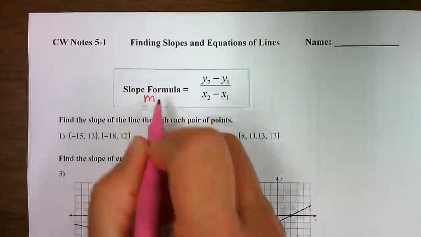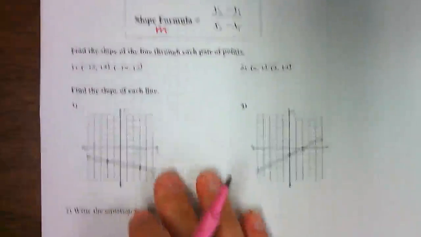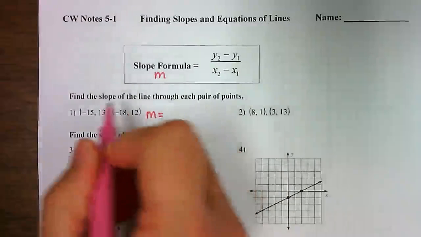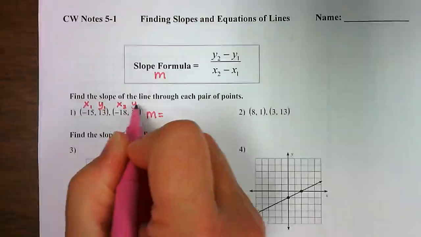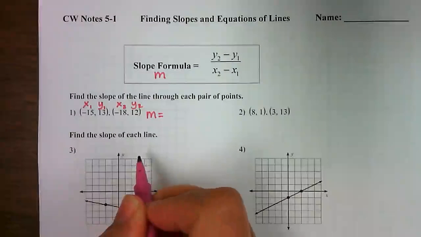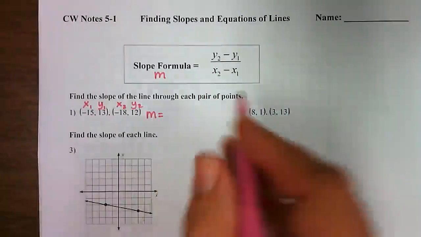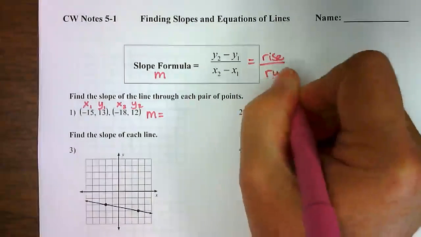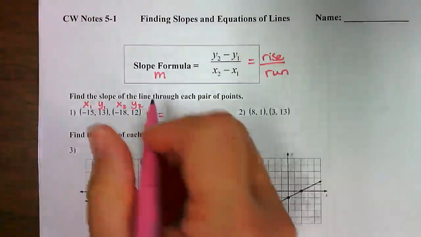Slope is also called m a lot of times because that's what we use in the equation, y equals mx plus b. So I'm just going to put m equals, and then this will be my x1, y1, x2, y2, my 2 points on the line. And of course, if I have a graph, I could just count rise over run between those 2 points because this is the rise and this is the run. But if I don't have a graph, then this formula will work just fine.